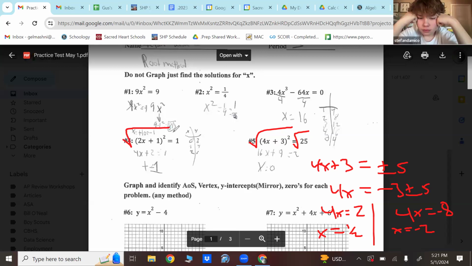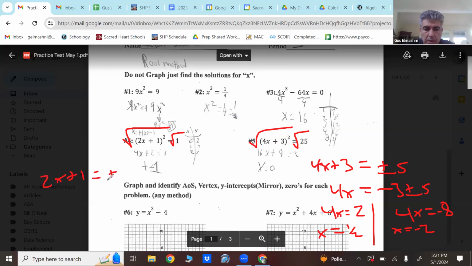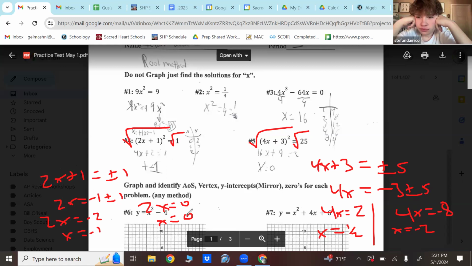So you do the same thing from before, just square root. 2x plus 1 equals, we got to put plus or minus 1. So -1 plus 1, which is -2, or 0. And that's all you got to do. So that should be hopefully pretty straightforward.